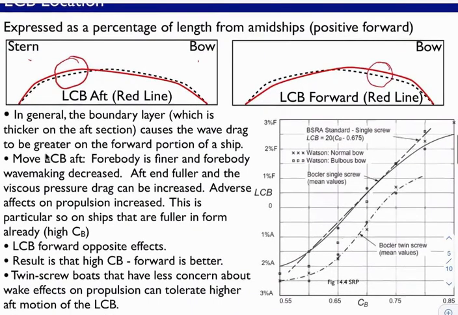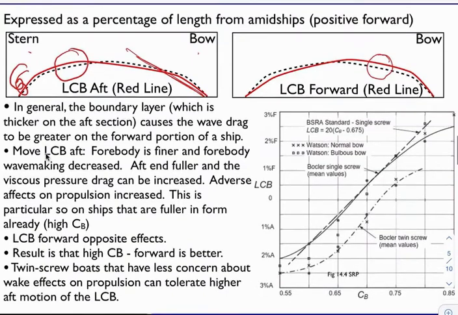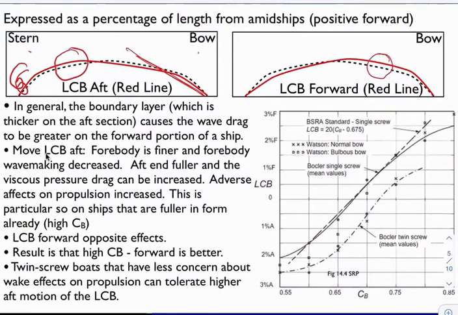So generally speaking, when you move the center of buoyancy aft, it allows for sort of a sharper entry at the bow. So it reduces the wave making at the bow. But now we have a fuller stern, and the fuller we make the stern, the more we have this sort of separation-based resistance, or viscous pressure resistance, in the stern. So that will go up, the wave making will go down. So you have competing effects as you move the location of center of buoyancy aft.